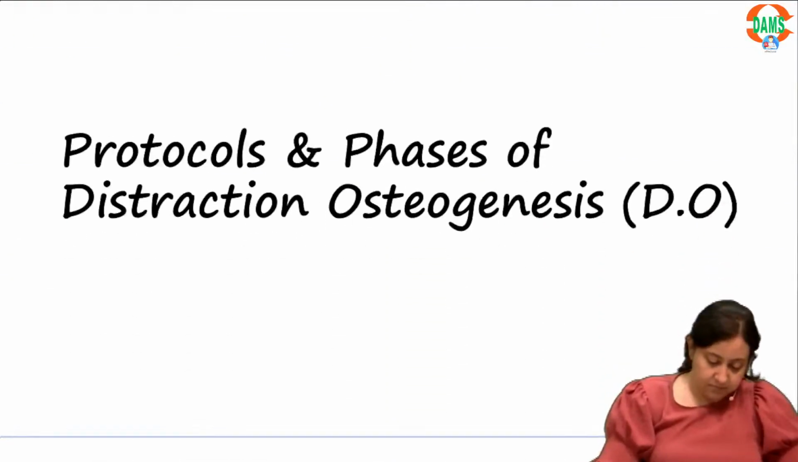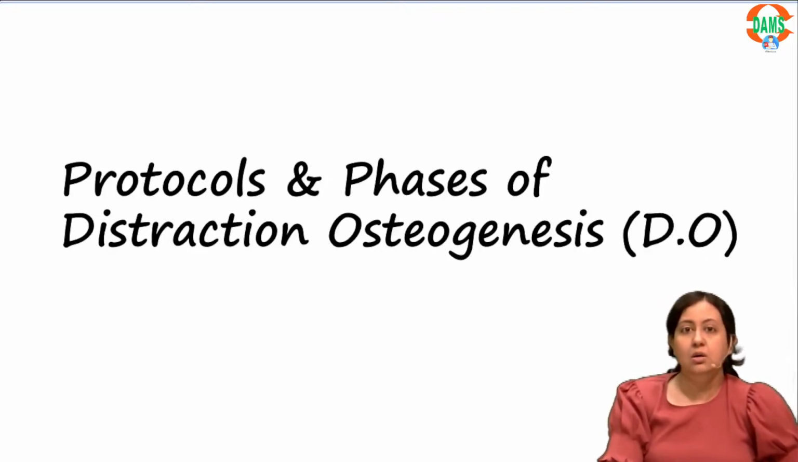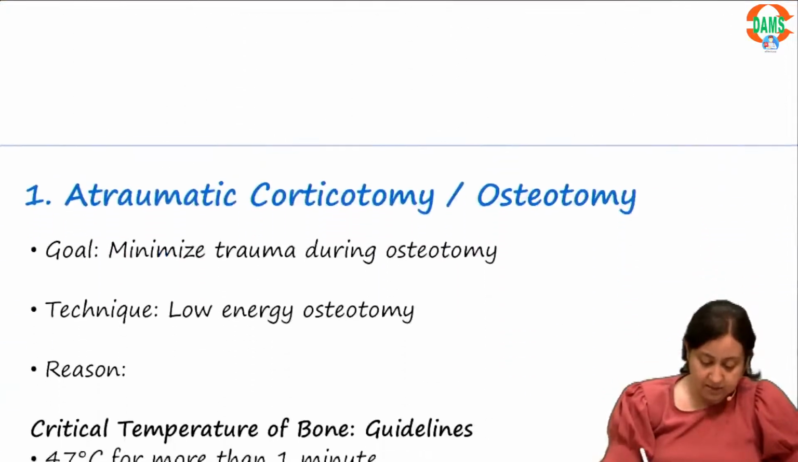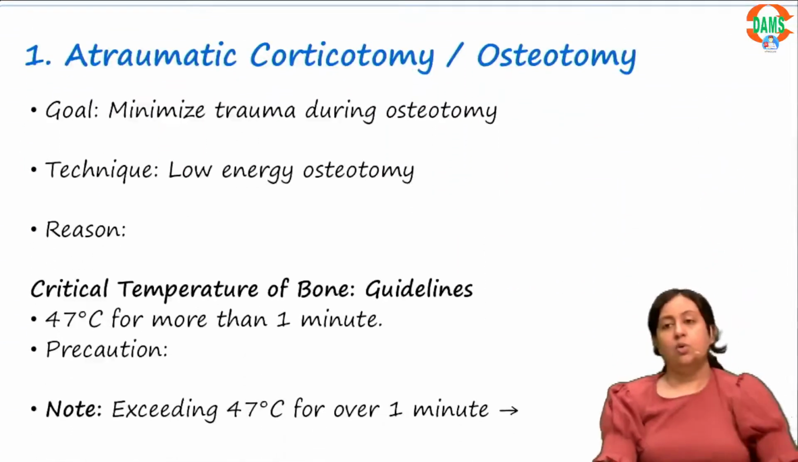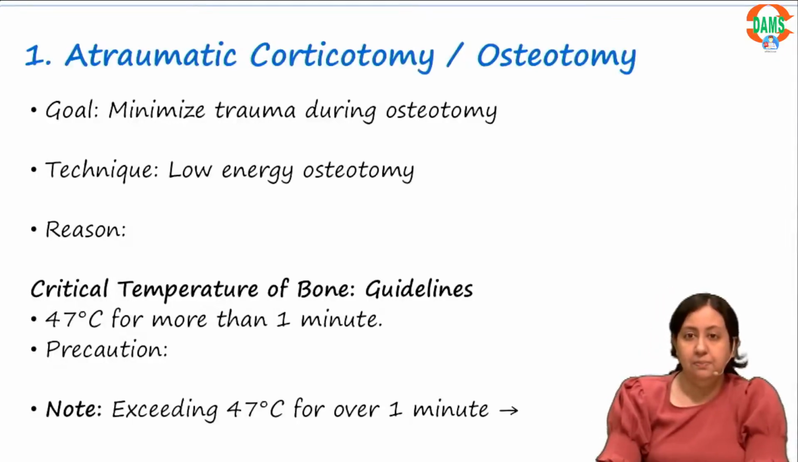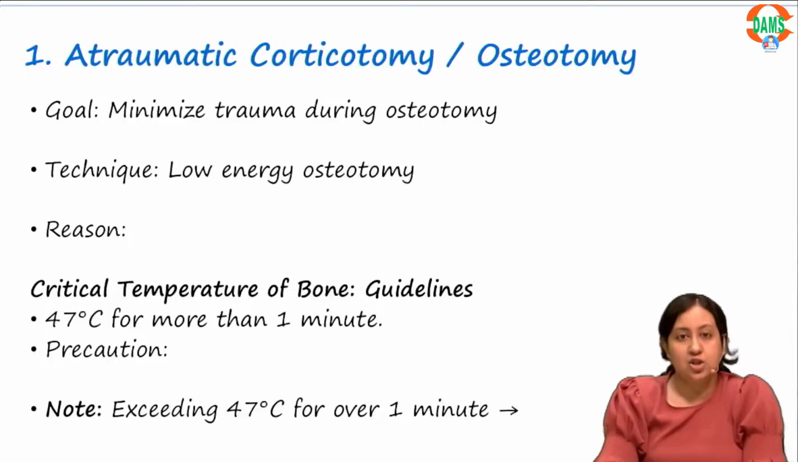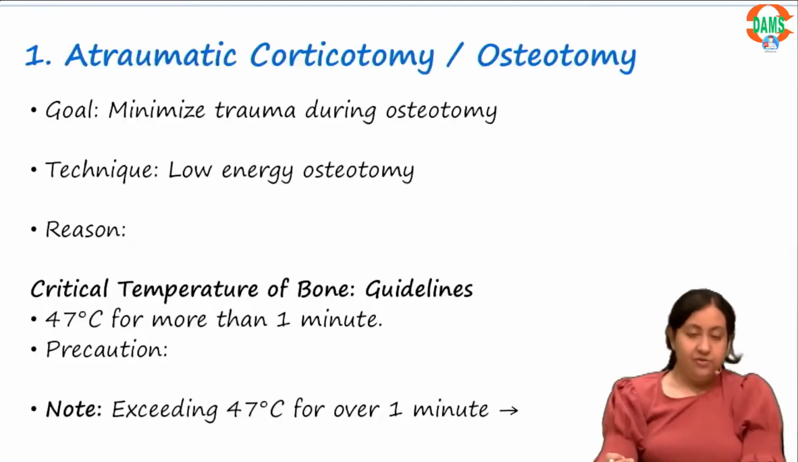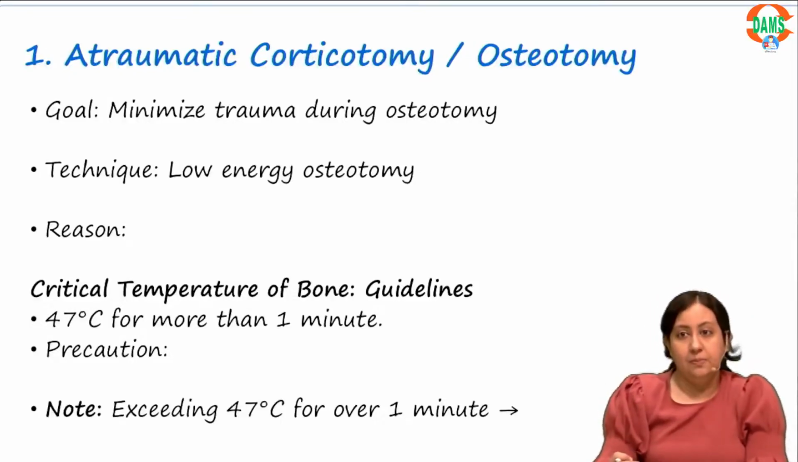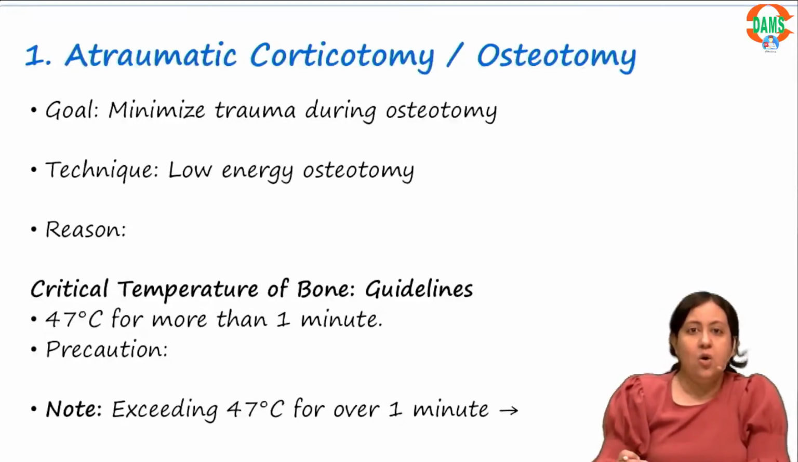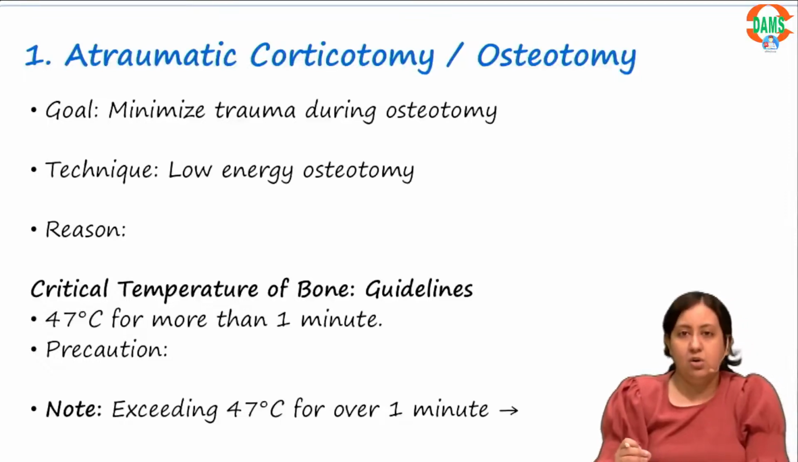Now we start with the protocols or phases of distraction osteogenesis. There are 5 phases. Let us see them one by one. Each one is important. In case you do not understand anything, please mention it in the live chat or the comment section below, and I will explain again. The first phase of distraction osteogenesis is atraumatic corticotomy or atraumatic osteotomy.